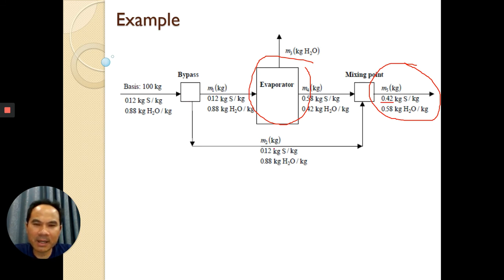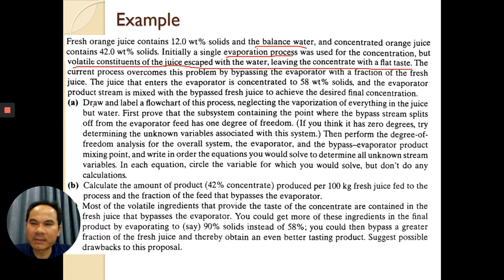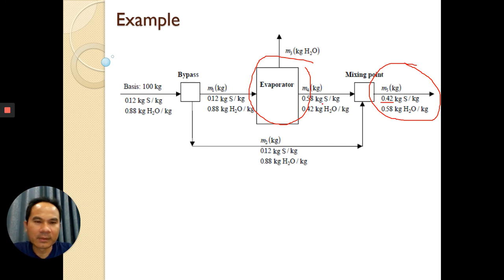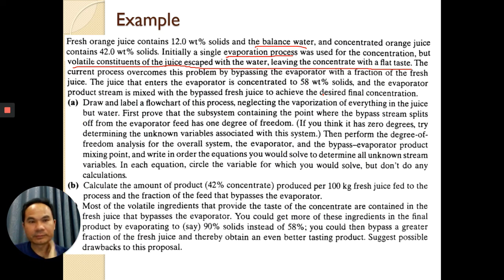For this case, we have some bypass. The bypass composition is the same as the fresh feed. The juice that enters the evaporator is concentrated to 58% by weight. That means its composition after the evaporator is 58% solids, and the other is 42% water, or the fractions like this.